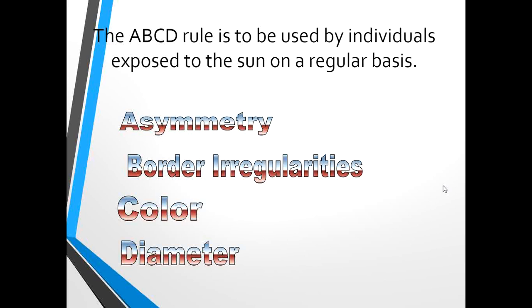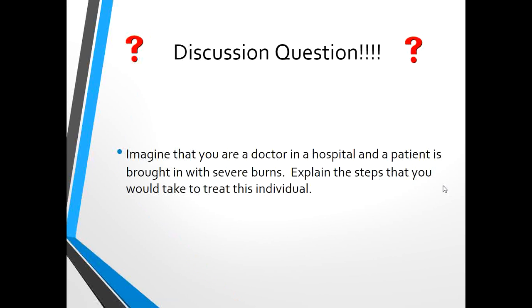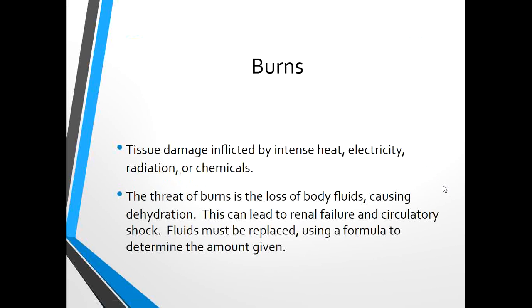So the next homeostatic imbalance is burns, and this is actually going to be your discussion question. So you're going to imagine you're a doctor in a hospital and a patient's brought to you with severe burns, and I want you to explain the steps that you would take to treat this individual. So burns cause tissue damage, and burns can be caused by heat, electricity, radiation, or chemicals, and in some cases they can even be caused by friction.